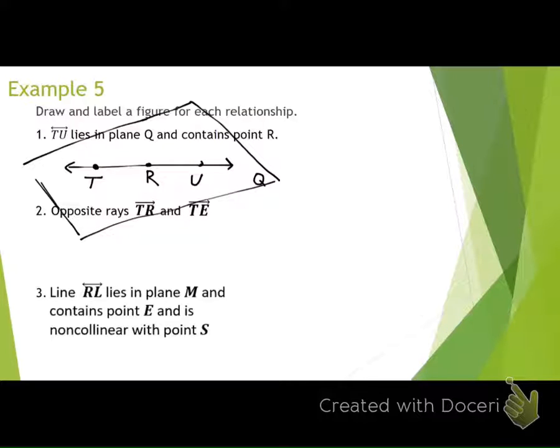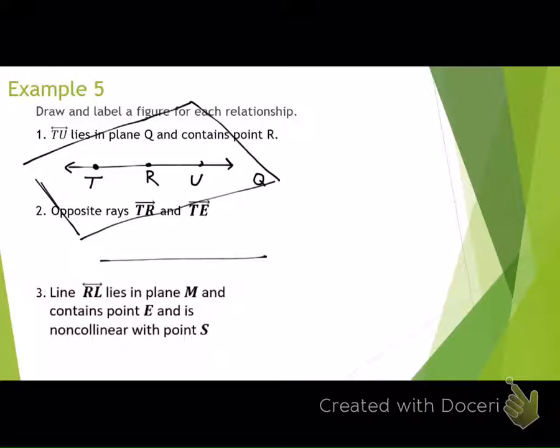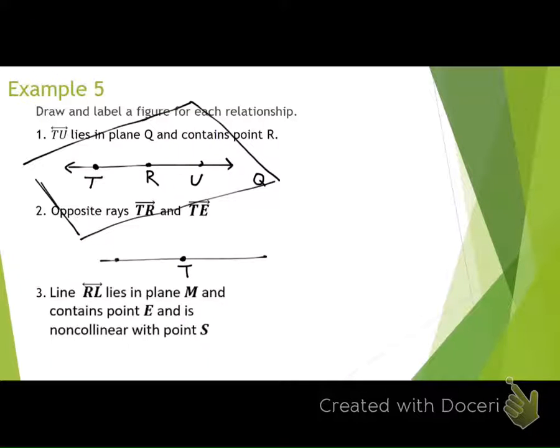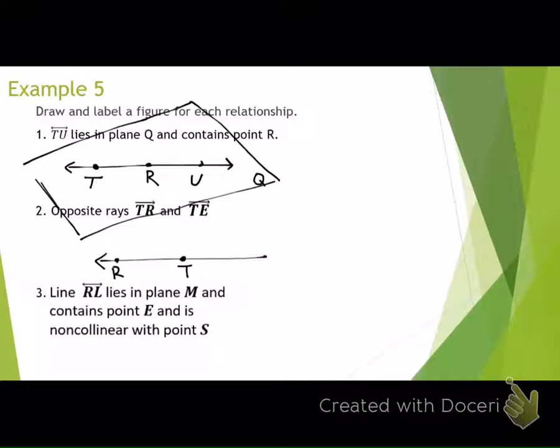So we have opposite rays, TR and TE. So if I put T here, TR is going in the left direction, and TE is going in the other direction. Isn't it an opposite ray that just happens to form a line?